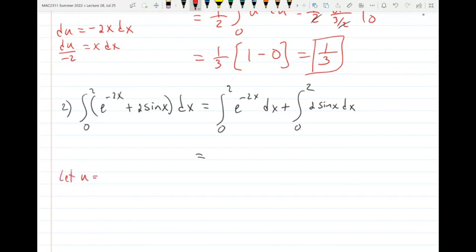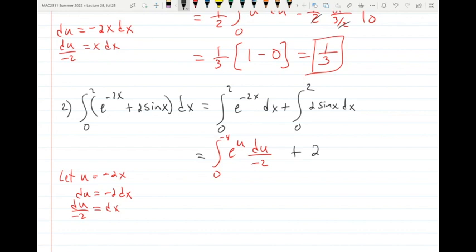But if you don't see that, then you make your little substitution. You can say, let u equal negative 2x, then du is negative 2 dx. So dx is du over negative 2. So then this becomes e to the u du over negative 2, and now I change my limits. When x is 0, this is 0, but when x is 2, this is negative 4. And for the other integral, I can take out my 2, and what's an antiderivative for sine? Negative cosine, be careful.